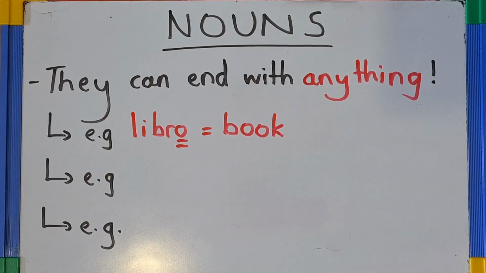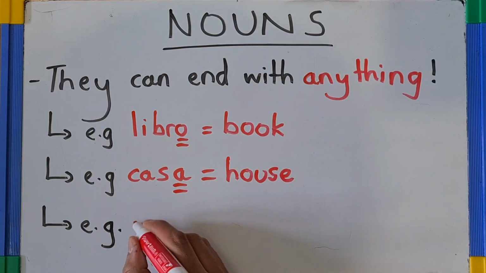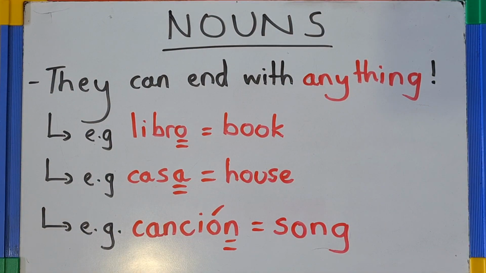Let's move on to casa, which is the Spanish for house. Repeat after me, casa. Finally, let's do canción, the Spanish word for song. One more time, canción.